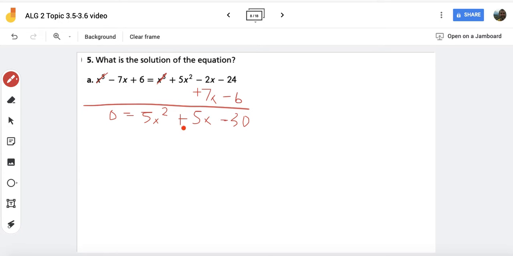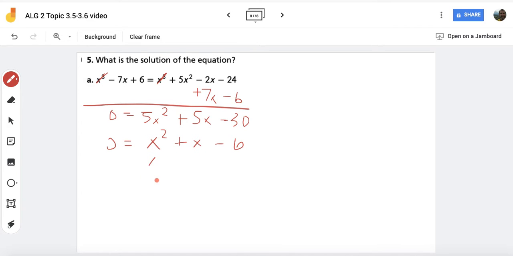minus 30. Alright, I notice they're all divisible by 5, so if I divide both sides by 5, I'll have 0 equals 1x squared plus 1x minus 6. And that's going to work out nice. I can factor that. If I didn't notice that it factored right off, I could do the quadratic formula.